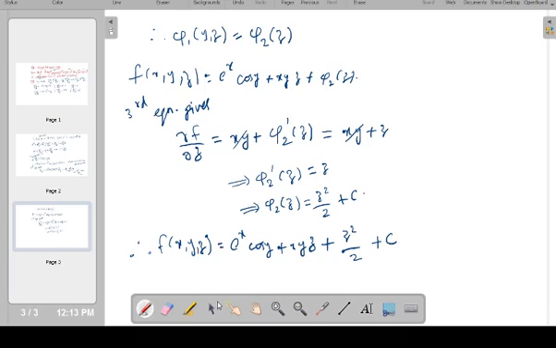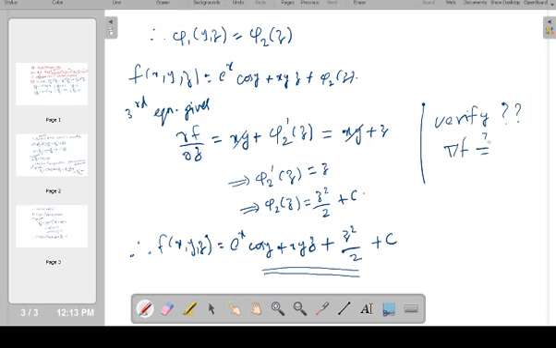This is the answer. How do you verify that this is the answer? You compute del f and see whether it is equal to your capital F. So this I am leaving to you. Do it. Verification.